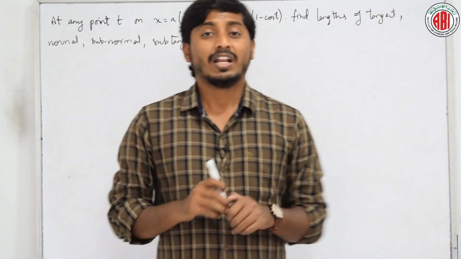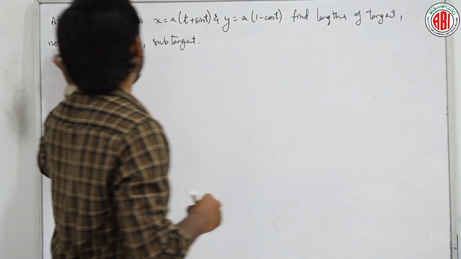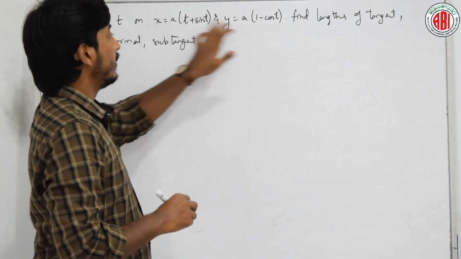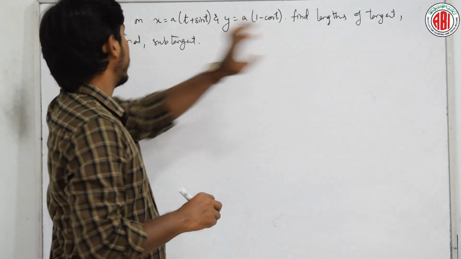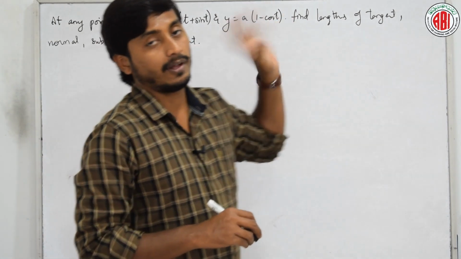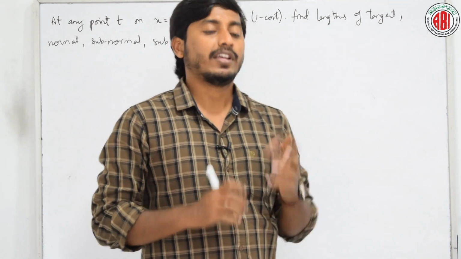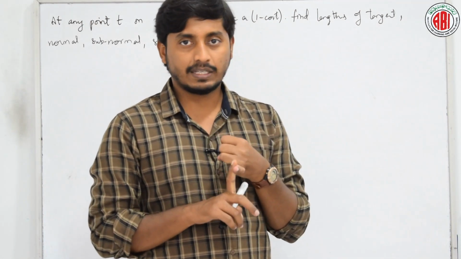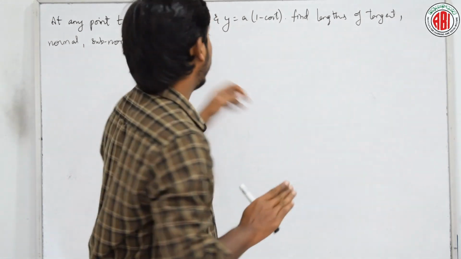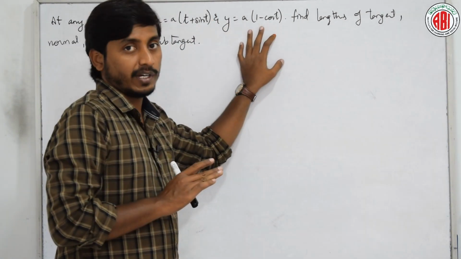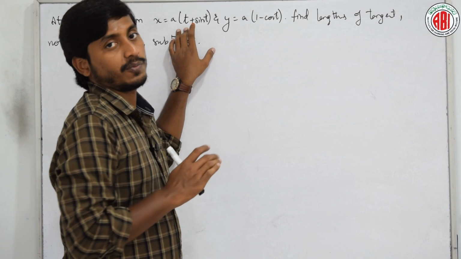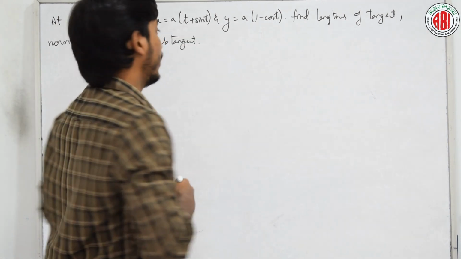Let's look at the question here. It asks us, at any point t on this curve, to find the length of tangent, normal, subtangent, subnormal and all other things. In order to find those we need dy by dx. How do we find dy by dx? By differentiating this with respect to t and differentiating this with respect to t.